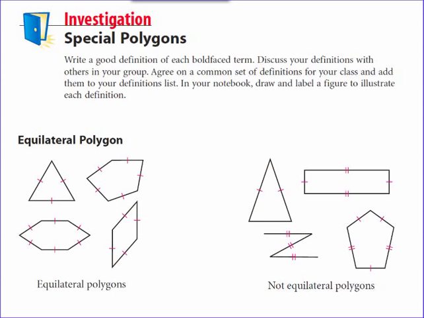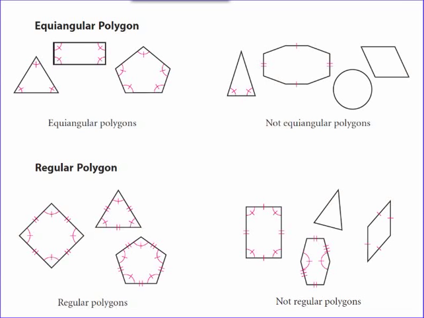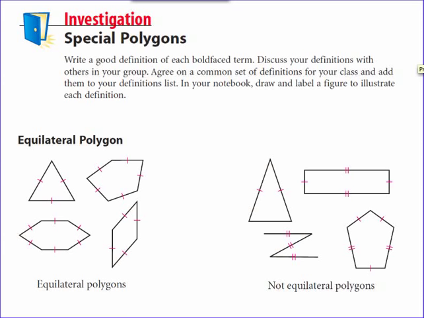Okay? So special polygons, this is what I gave you. On your sheet, you have equilaterals, not equilaterals. You have equiangular, not equiangular. You have regular, not regular. Your task for the rest of the period is to come up with definitions for equiangular, equilateral, and regular based on what they have given. Okay, so for sake of time, we're going to go through and do this together. Let's look at equilateral.